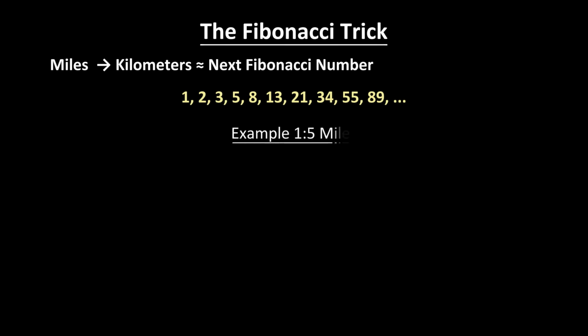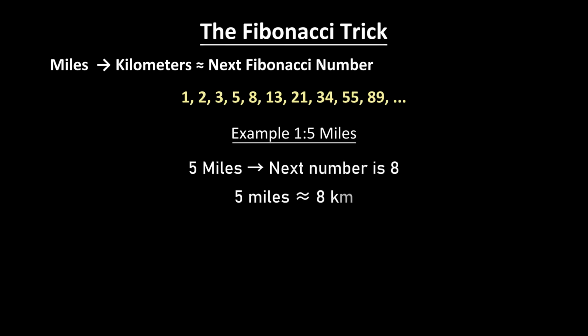Let's try a simple one. Suppose you are running a 5-mile race. How many kilometers is that? Find 5 in our sequence. The next number is 8. So 5 miles is approximately 8 kilometers. If we check the math, 5 times 1.609 is 8.045. Our estimate of 8 is incredibly close.